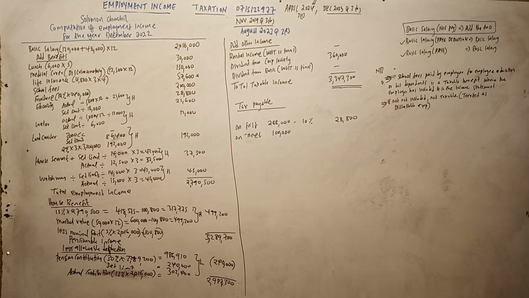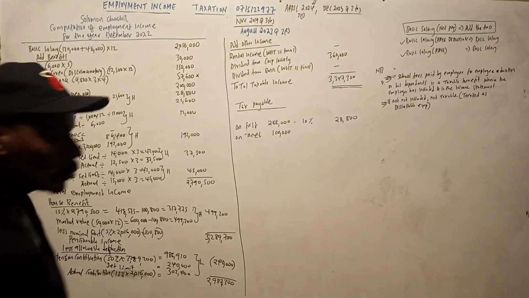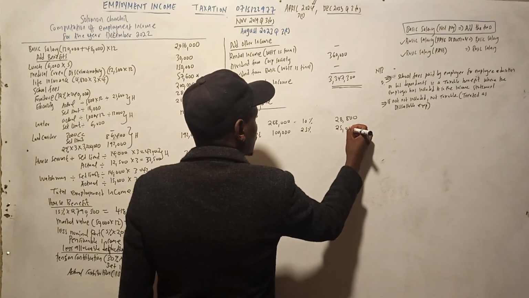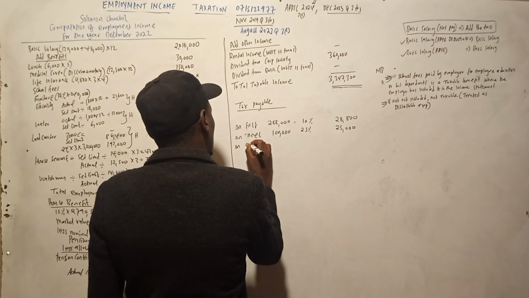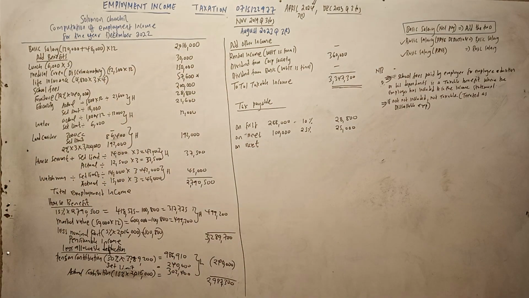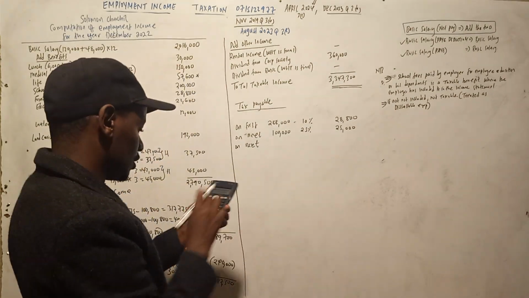Pale kwa hiyo table yetu pale juu ni 388 minus 288, which is 100,000. The rate is 25%. Tupatie 25,000. Then on next, now on next one tuambie ni 6,000. So kumaanisha this amount is more than 6,000, is less than 6,000, so inaishia hapo.